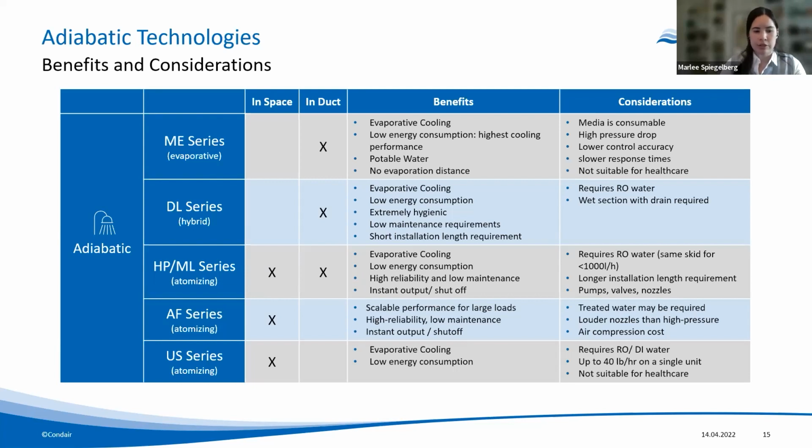And then we have the DL series hybrid. That's the best of both worlds between the ME and the HP/ML systems. You get a small footprint because you have the spray nozzles plus an evaporative media, so it really limits how much installation length you need. It can be as small as a 24-inch installation. But it has the high accuracy that the HP has because you are spraying water. So again, it's a hybrid, and it shows the features and benefits of both technologies.